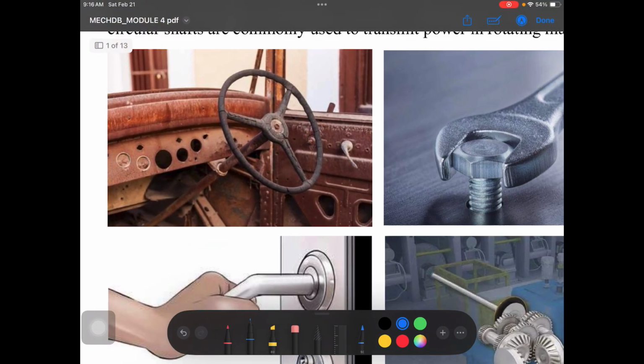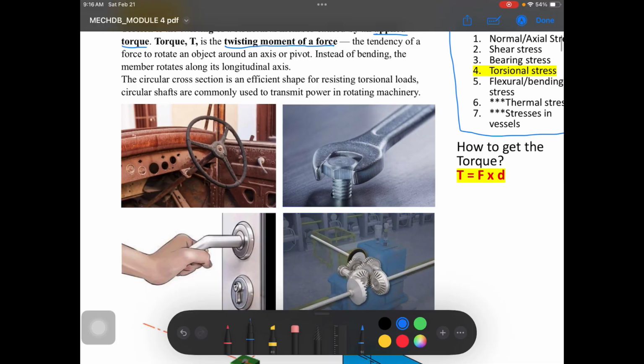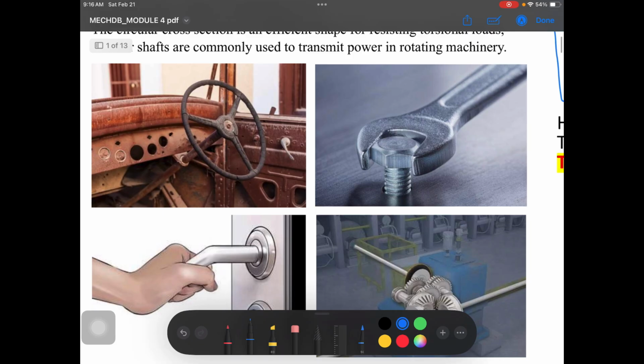For example, let's look at how torque or torsion happens in real life. This is the most common one, the steering wheel in our cars. How do drivers use this steering wheel? If you are going to turn right, you steer the wheel to the right. The driver holds the wheel at this point and pulls it backwards, and on the other side, he pushes it onwards or upward.